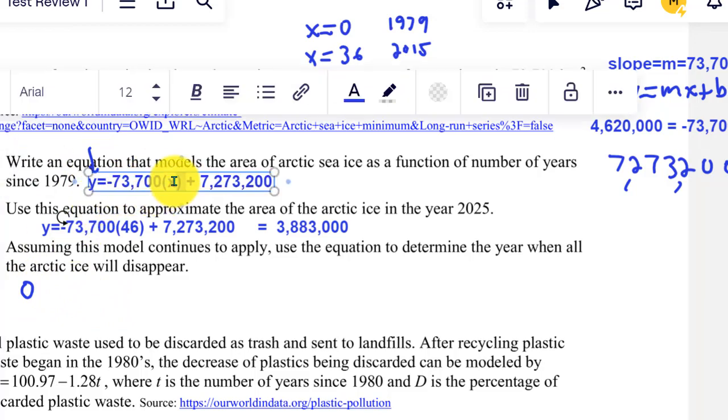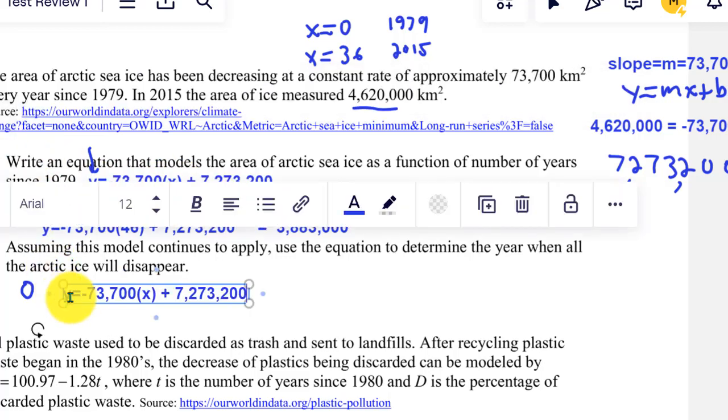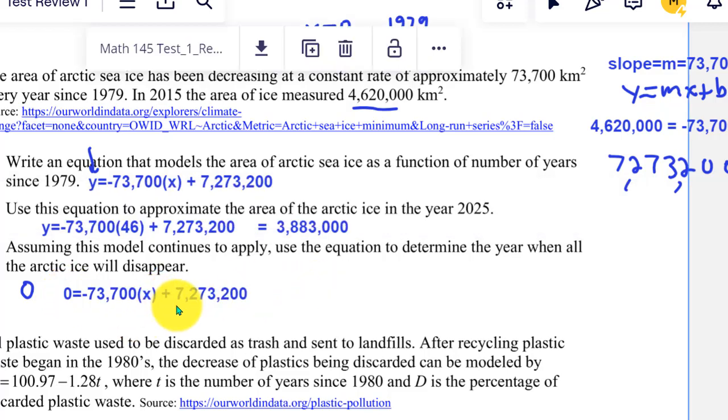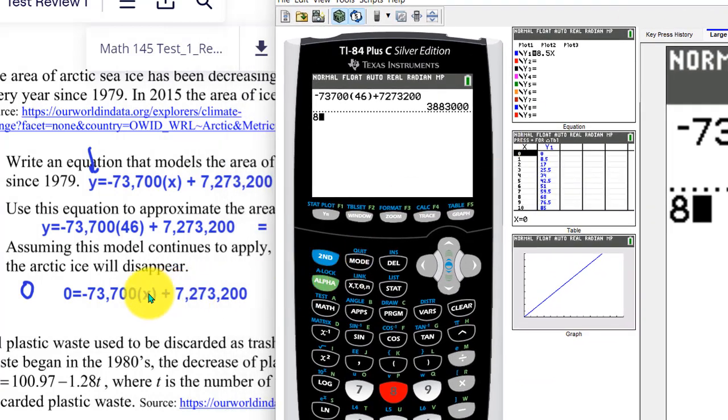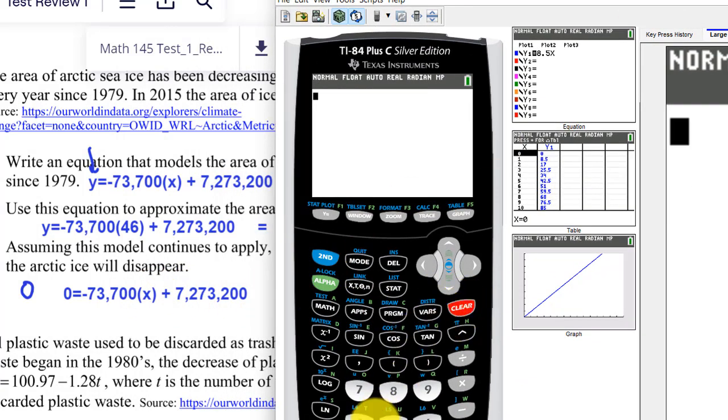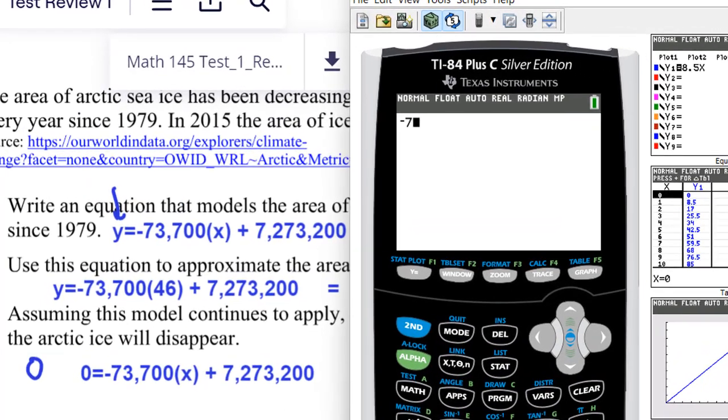So I'm going to replace y with 0 and solve this equation. So we could subtract this 7 million number from both sides and divide by negative 73,700. I'll do it in my calculator. If I'm solving this equation for x, I would have to do 0 minus this 7,273,200, which would become a negative.